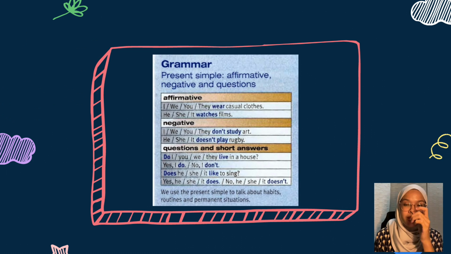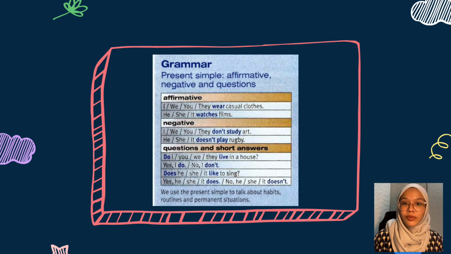Okay, so now let's see the notes for present simple first. What is present simple? Present simple is used to talk about habits, routines, and permanent situations. For affirmative statements, we will say I wear casual clothes, we wear casual clothes, you wear casual clothes, and they wear casual clothes.